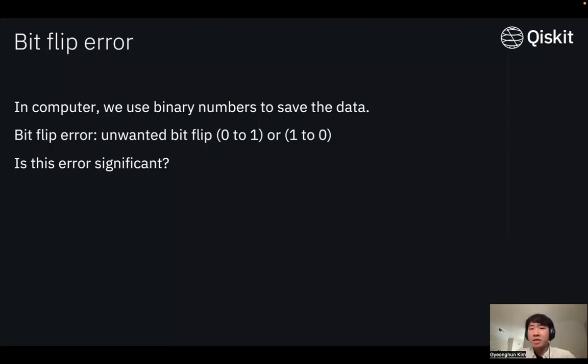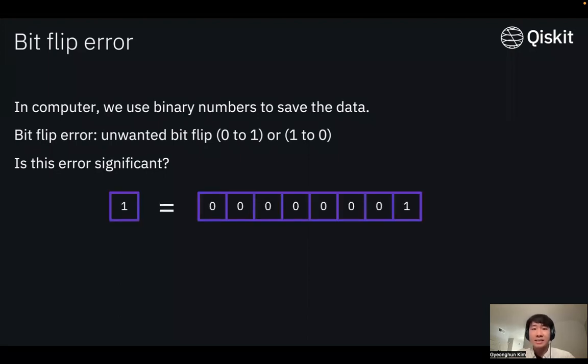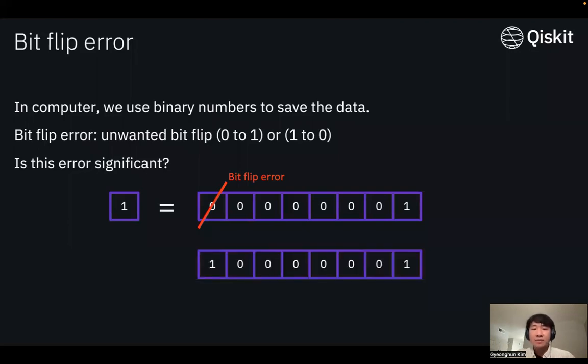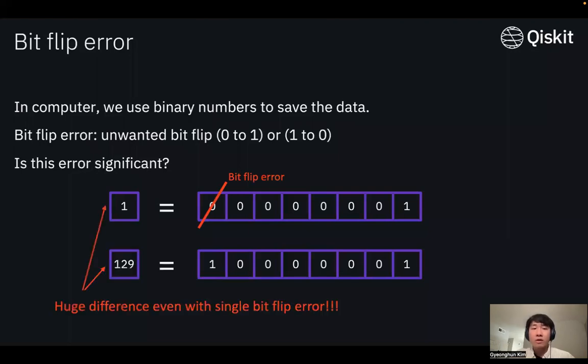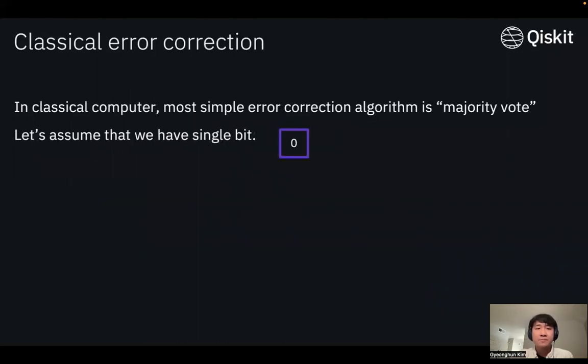Bit flip error is an unwanted bit flip from 0 to 1 or from 1 to 0. But it's a very small change, right? Is this kind of error significant? The answer is yes. Let's see this example. In an 8-bit computer, we can store the number 1 as 00000001. Let's imagine we have a single bit flip error in the first bit. Then the bits look like 10000001, and this is 129. So it's a huge difference. So we definitely have to care about this kind of bit flip error.